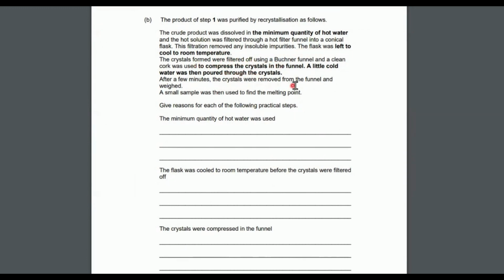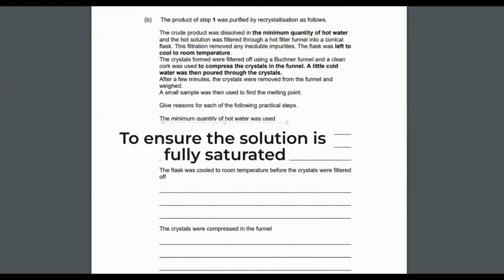And then it says the crystals formed were filtered with a Buchner funnel and a clean cork was used to compress the crystals in a funnel. So again, and a little cold water was poured. Those bits in the bold black are really important and are keys to answering this type of question. So it says, give a reason why the minimum quantity of hot water was used. So you can tell what these questions are all going to be about, the things in bold.